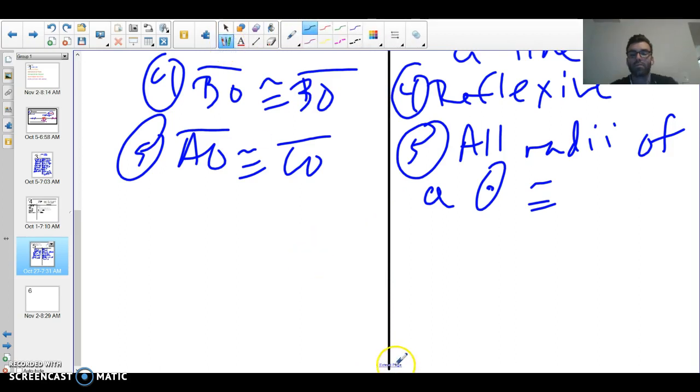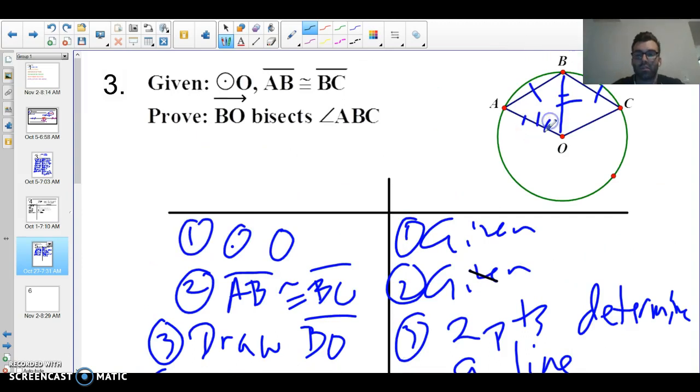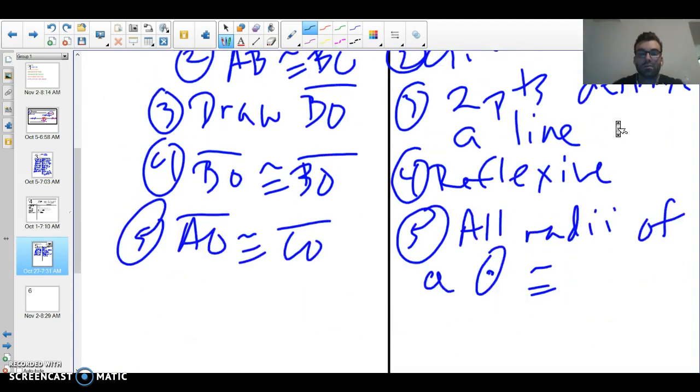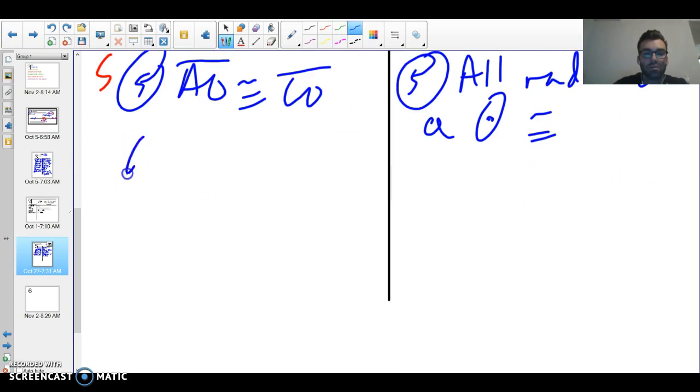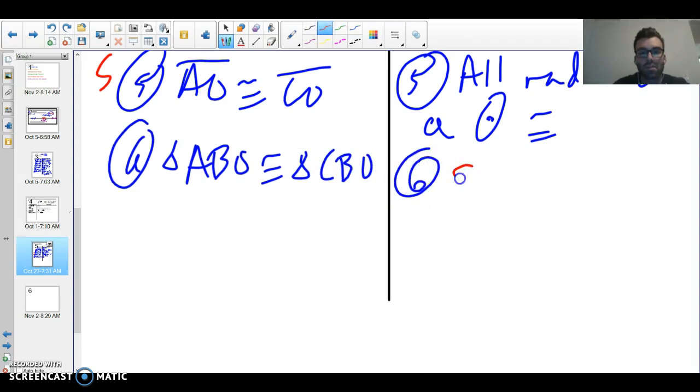All right. So now I have two triangles. I have a side, and a side. So I can prove that these two triangles are congruent. Triangle ABO is congruent to triangle CBO, and that is because of side, side, side.